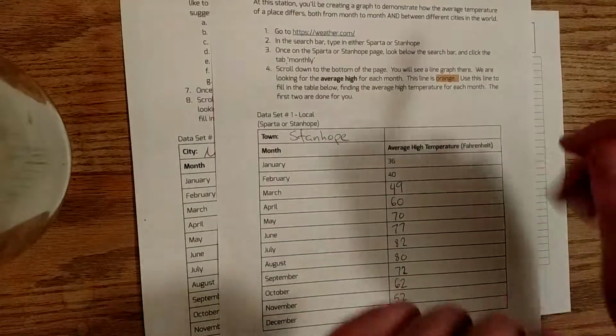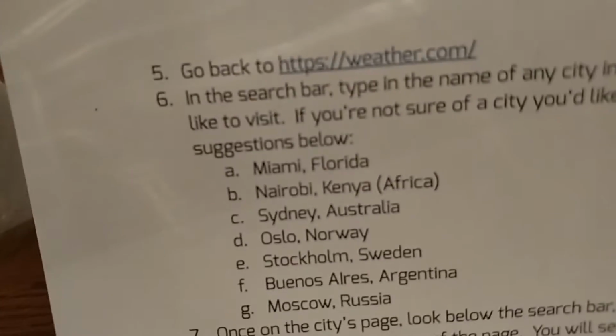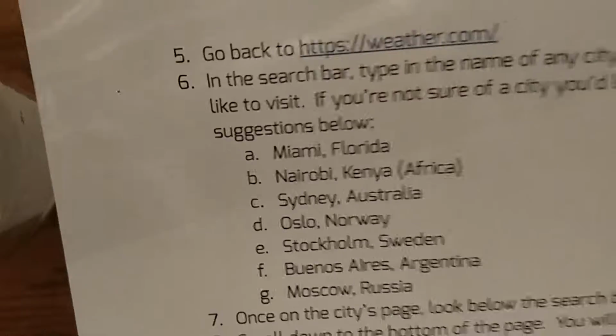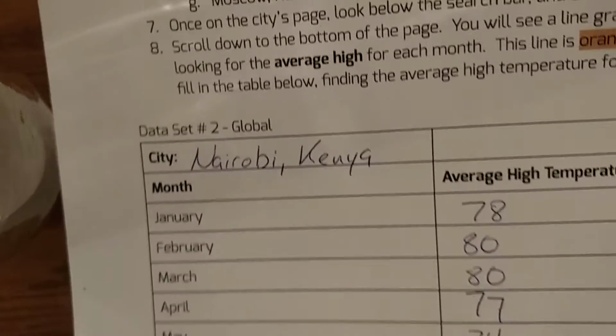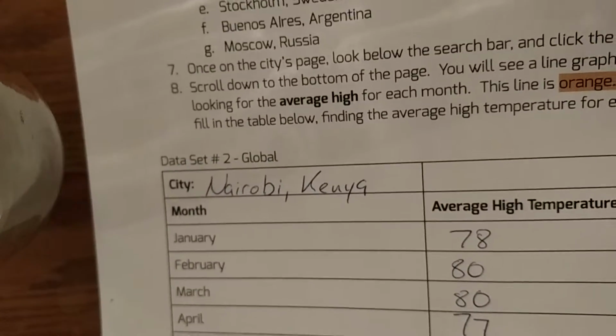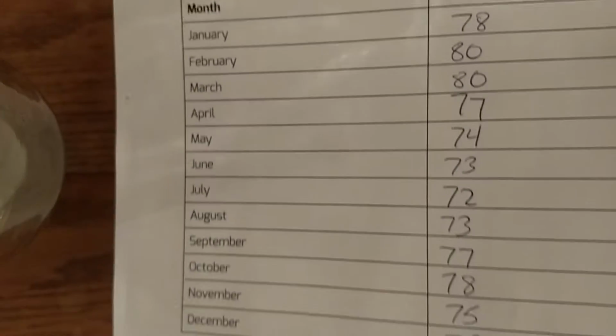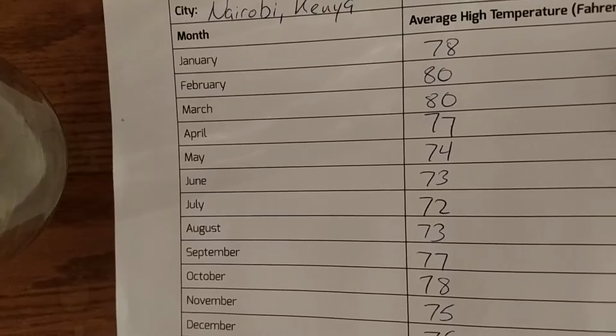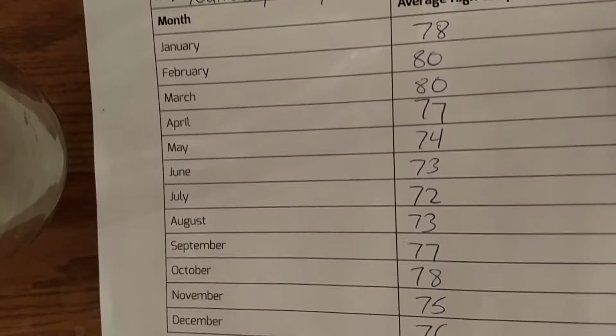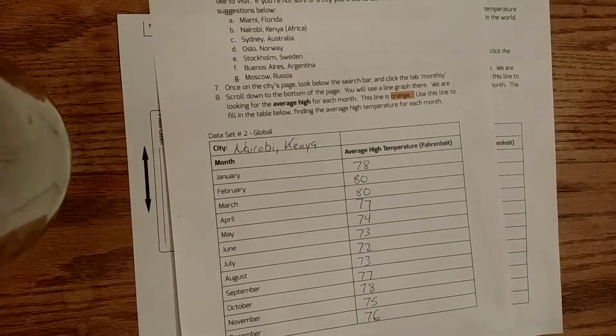The other city that I chose to research was Nairobi, Kenya, which is one of the options that I gave you up here that you can choose from, or you can pick any other city that you want to know what the temperatures are like. I did the same exact thing. I went to weather.com, I looked at the average high, and I found this data for Nairobi, which is really interesting. You'd think of Africa as being super hot all the time, but I see a lot of 70s here, and a lot of numbers that are really close to each other. But we're not going to worry about that quite yet. We're going to put this onto a graph.